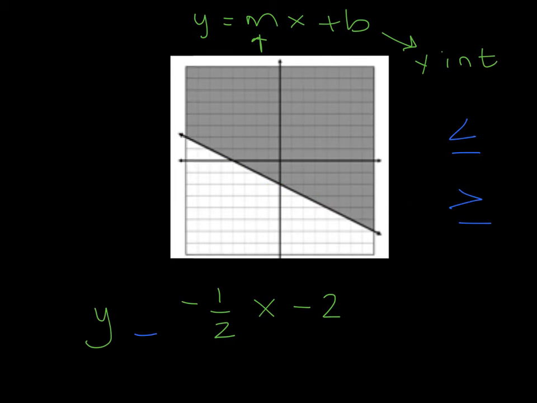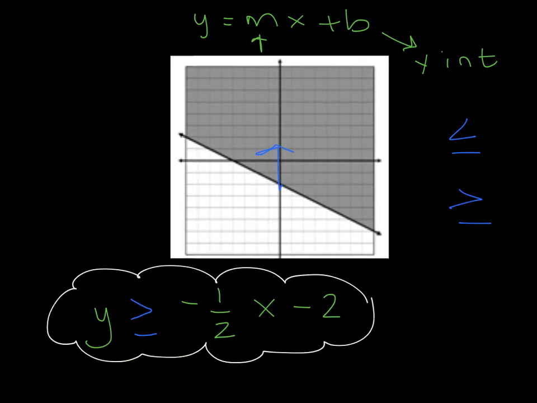Now I need to determine, is it greater than or less than? So if you put your pencil on your y-intercept and you point where the shading is, it will help you determine if it's greater or less. Since this line is shaded above the y-intercept, that would be greater than or equal to for your symbol. That means that this inequality, y is greater than or equal to -½x minus 2, would represent the graph that they've given me here.